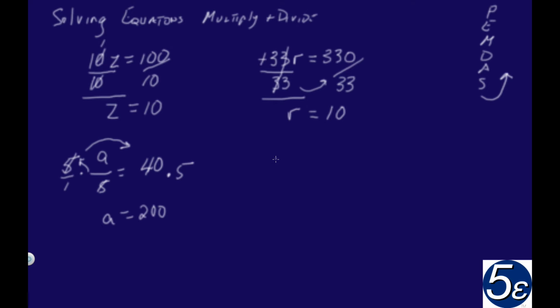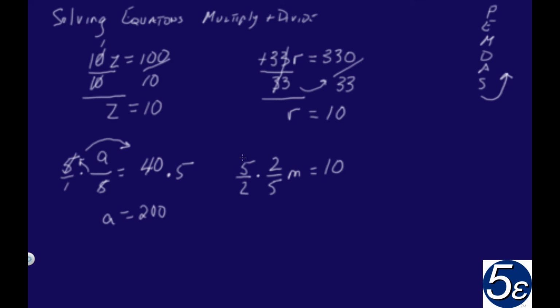If we get something a little bit more complicated, say we have 2/5 m equals 10. Now here we have a pure fraction, 2 divided by 5, which is multiplied by m. The way to get rid of a fraction is to multiply it by its reciprocal. The reciprocal is just flipping it. So we're going to multiply this by 5 over 2.